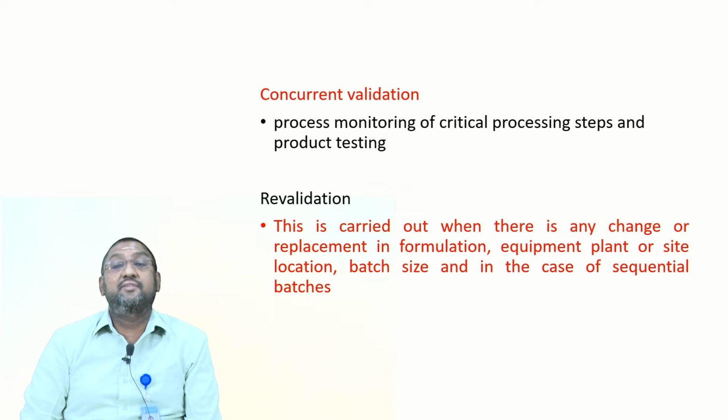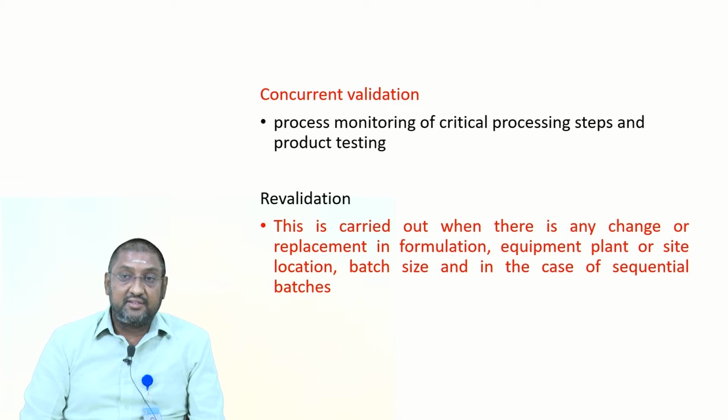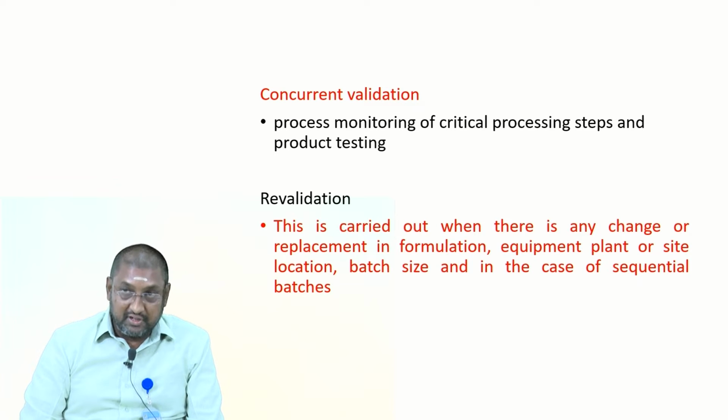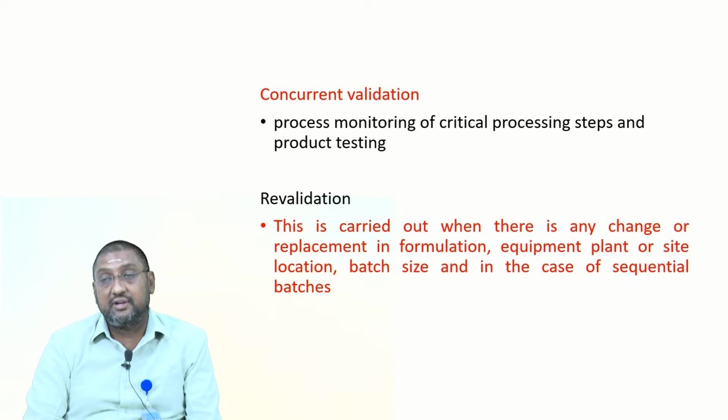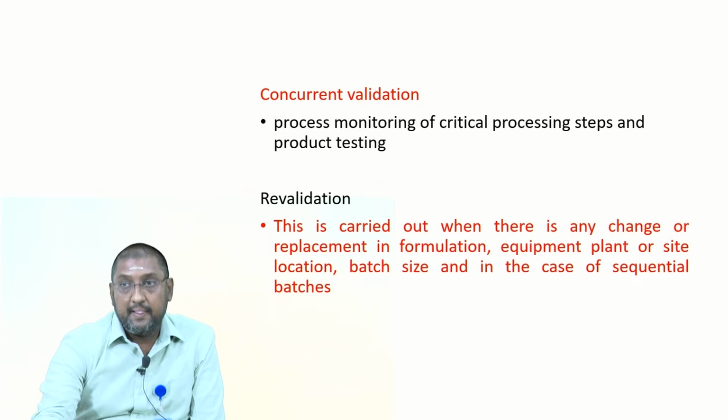Next one is revalidation. Prospective validation is whenever you launch anything new, that has to be validated. When you go for revalidation, if you change anything, that has to be validated; that validation is called revalidation. For example, when a laminar airflow chamber is newly installed, you go for prospective validation. If the fan does not work and I replace the fan, then you go for revalidation.